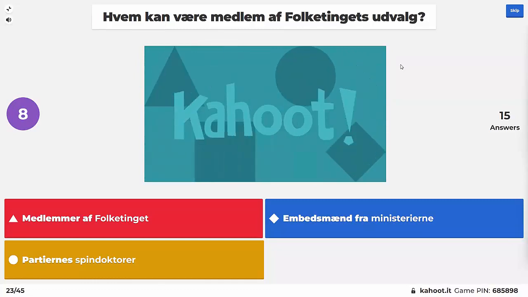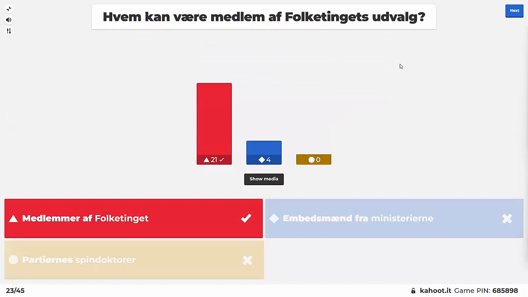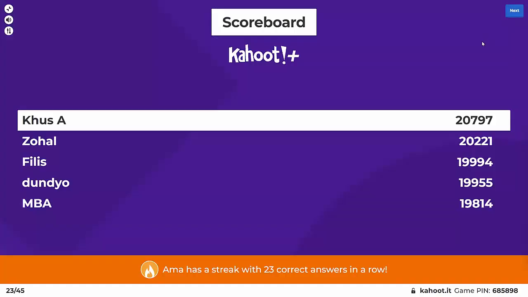This is one you guys haven't seen just yet. So only if you've been practicing on the site would you have seen this. Okay. I guess most of you have been practicing. Only 4 people got this wrong. Next one. Static, top 5. AMA has a streak with 23 correct answers in a row. Wow. Wow! He's on fire. This girl is on fire.